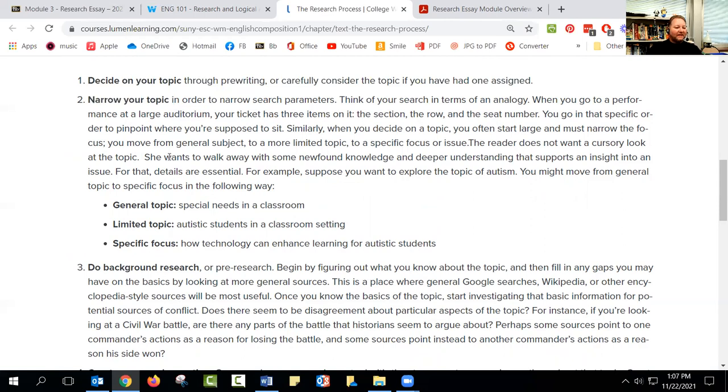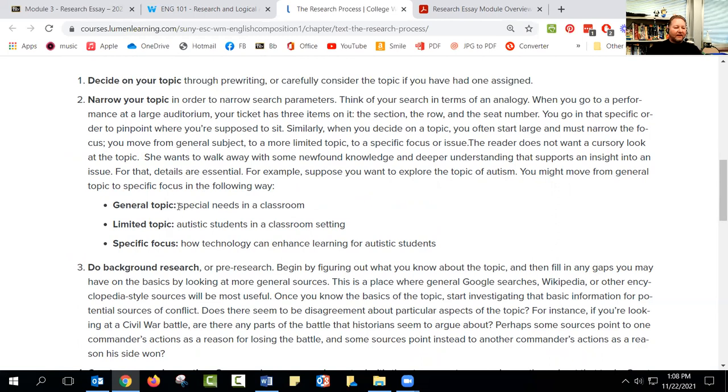And you want to think about a lot of different things, right? So it says here, for example, suppose you want to explore the topic of autism. You might move from general topic to a specific focus in the following way, right? Because again, autism is a giant topic, right? You can't adequately address autism in 5, 6, 7 pages, right? So you've got to narrow it down.